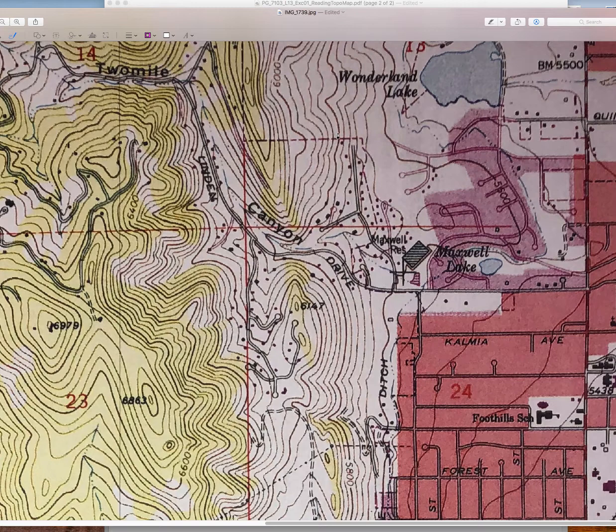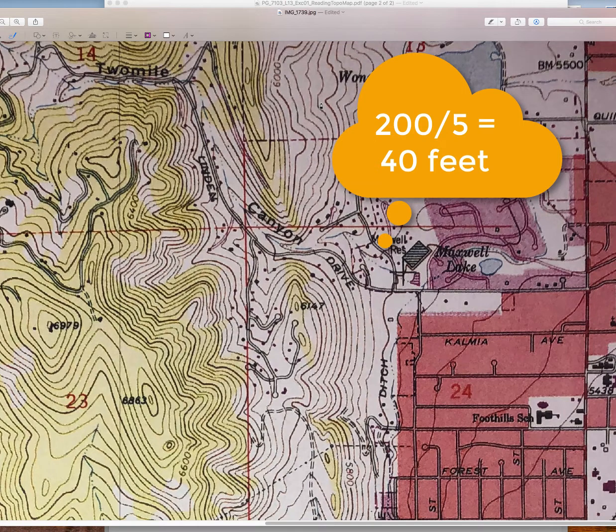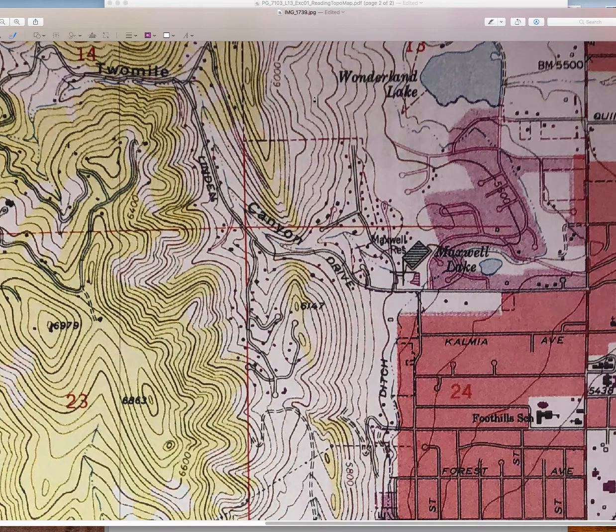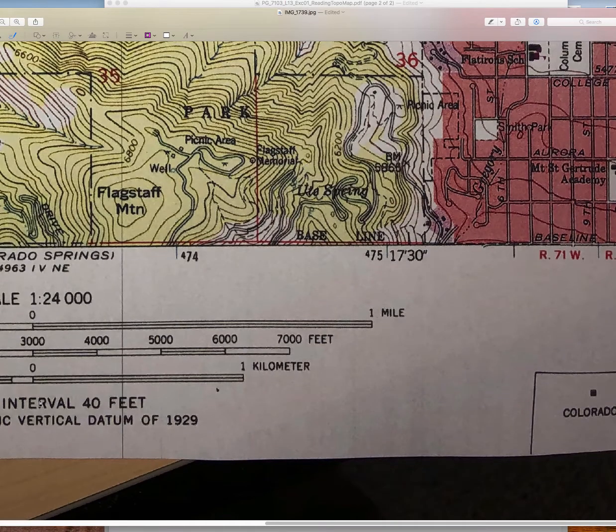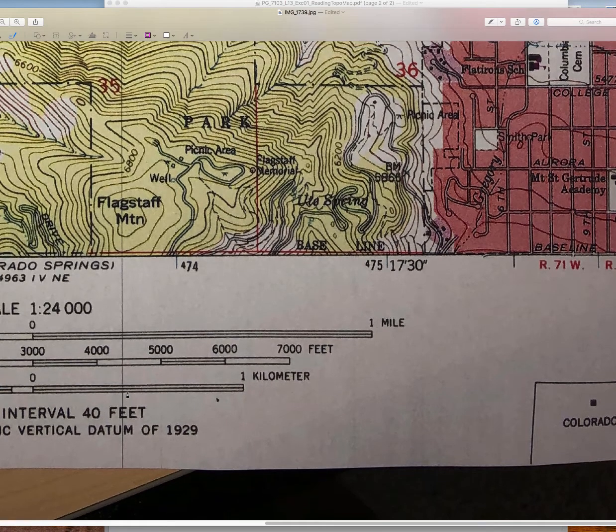Our job is to figure out the elevation of each individual contour. If we start here at 5,800, think of these as steps going up a ladder or a staircase. I'm going to take 1, 2, 3, 4, 5 steps to cover 200 feet. If I take 200 divided by 5, I get 40. So each contour line is 40 feet higher than the next, or 40 feet lower than the next, depending on which way you're going. If you look at the map, they actually tell you contour interval 40 feet. Some maps don't give you this, and you can figure it out just by counting the steps between index contours, but it should give you the contour interval, 40 feet.